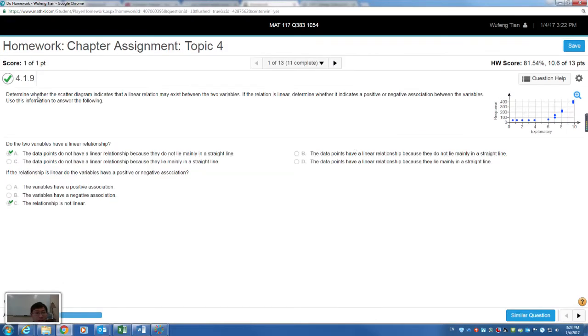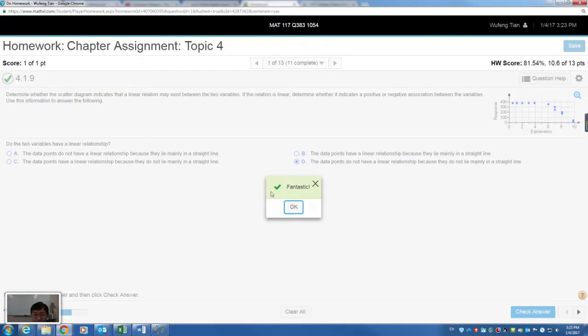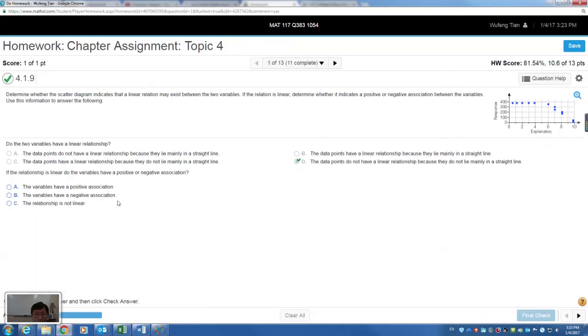The first question: determine whether the scatter diagram indicates a linear relation. You can see these dots here are not a linear relation. Here is linear but jumps down here, so it's not a linear relation. The data points do not have a linear relationship because they do not line up mainly in a straight line. It's not a straight line here, so it's this one. Continue to the next one. There's not linear, so that's it.